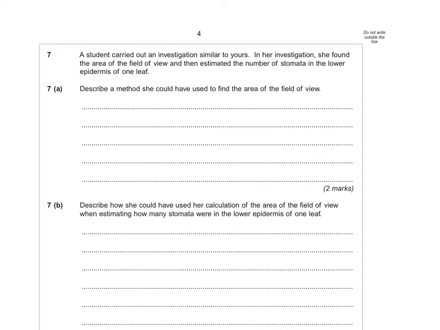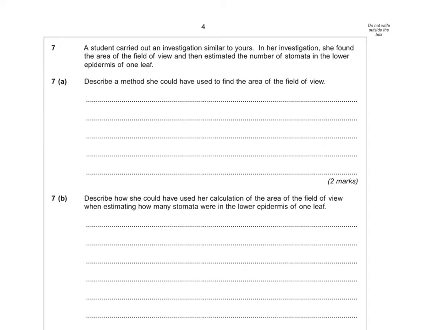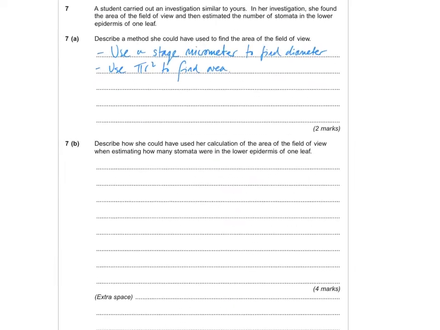So yeah, we've done this. So use a stage micrometer to find diameter, and use pi r squared to find area. You could even use graph paper and count squares if you wanted to, but not that A-level-y. That's the best A-level answer.